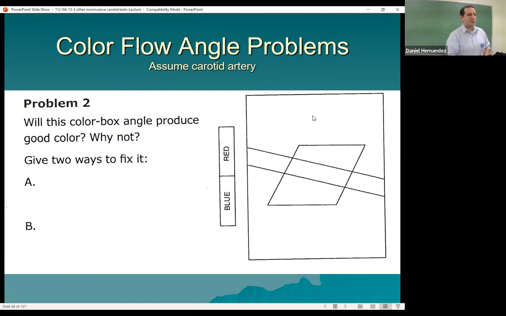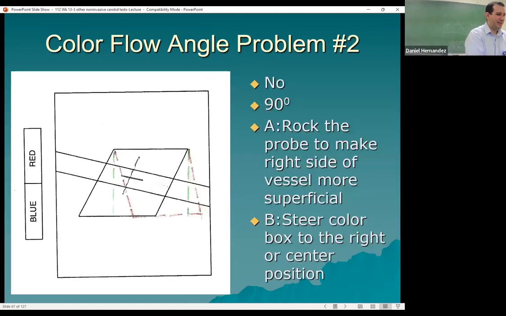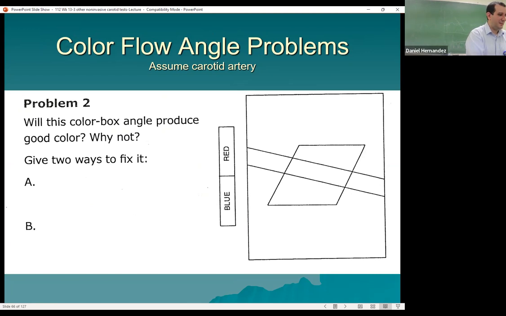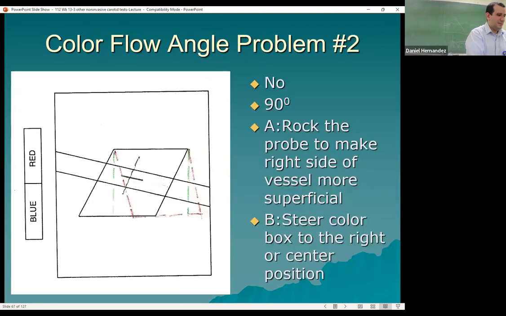Will this produce good color? Isn't it 90 degrees on there? Yeah, so that's not gonna produce good color. We wanna steer the other way. Yep, looks like we're almost 90 degrees, so no. We wanna steer. You can do straight box up and down, that'll work. Even better would be steering to the right.